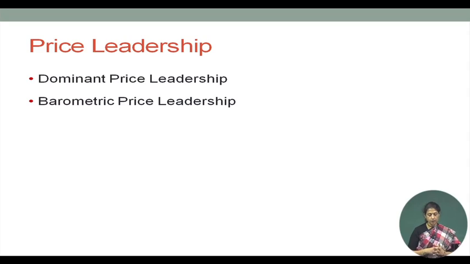The second kind of price leadership is barometric price leadership. Now, barometric price leadership can happen when there is a barometer firm. What do we mean by barometer firm? Basically, this is a firm which gauges the changes in individual demand and cost first in the market. It is the first to understand changes in demand and cost conditions in the market, and hence it changes the price, and the other firms have accepted the role of this firm.